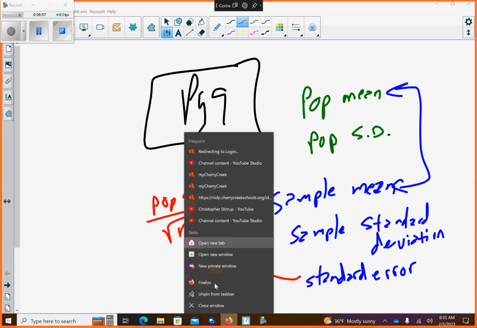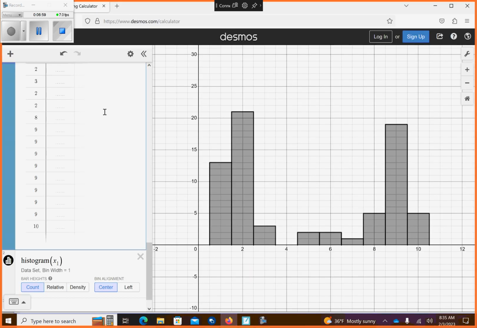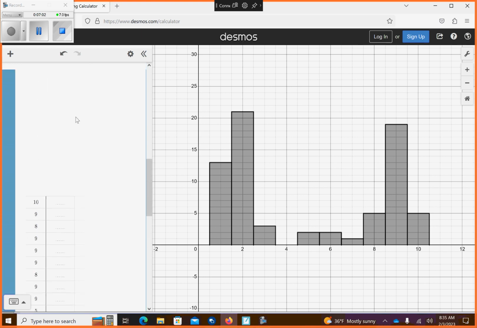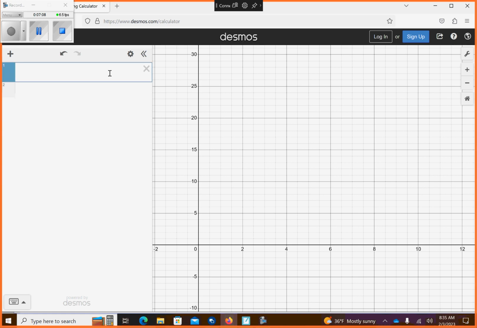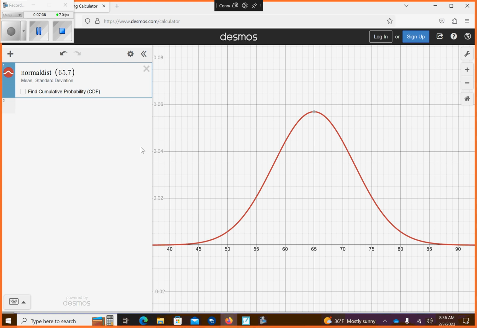So if I did on Desmos, oops, go back to Desmos. If I got rid of my data and I got rid of my histogram, and if I just did a standard normal distribution, and if I had, say, a mean of 65 and a standard deviation of 7, and if I wanted to look at what this normal distribution looks like, this is going to create our normal distribution.